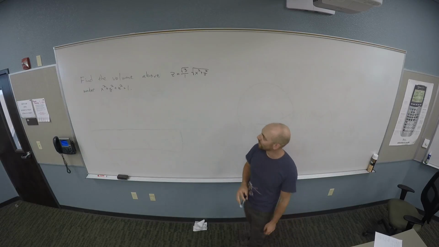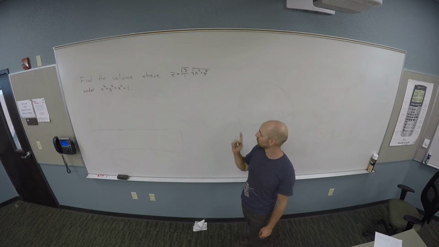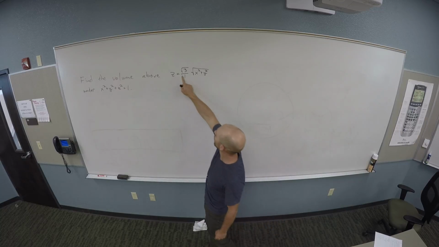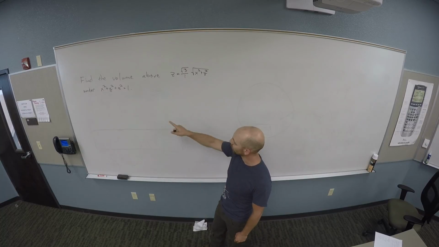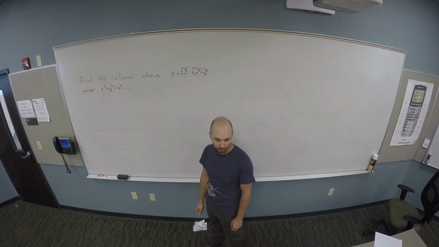All right, so let's find the volume above z equals the square root of 3 over 1 times the square root of x squared plus y squared, underneath the sphere of radius 1.